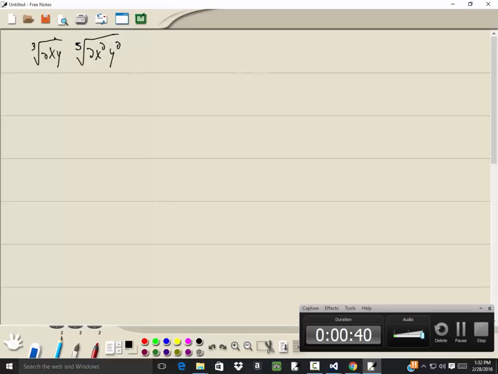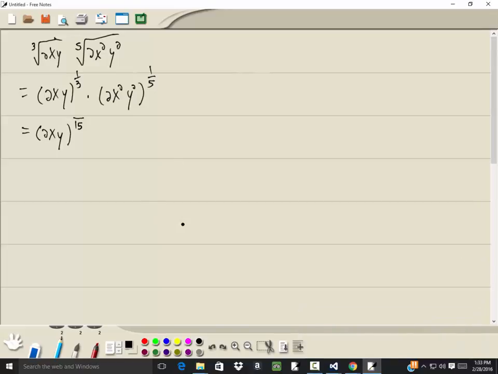Well, since they have different indexes, you can't multiply them together directly. But I can rewrite this as 2xy to the 1/3 power times 2x squared y squared to the 1/5 power. Now notice that our indexes are now in the denominator. So if we get the same denominator, then we basically have the same index. We could put them back into radical form. The common denominator of 3 and 5 would be 15. So this is 2xy with 15 as a denominator, and this one will be 2x squared y squared with 15 as a denominator.